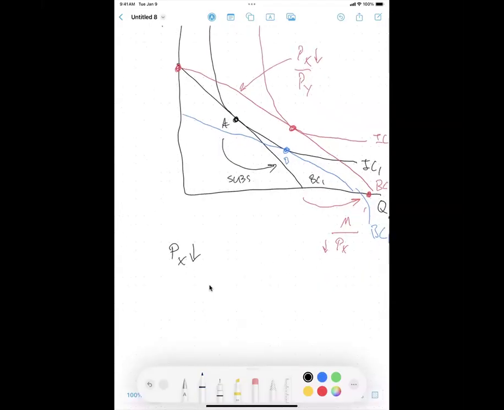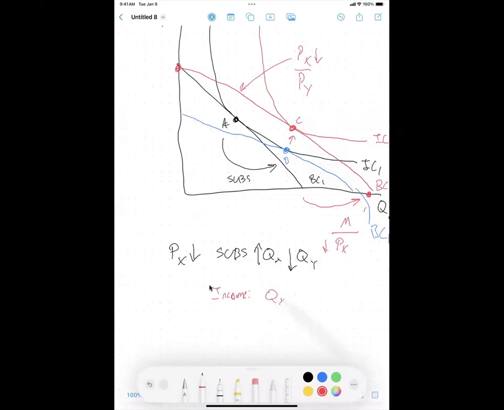So it's always going to be the case, when I'm thinking about my substitution effect, that I'm going to buy whatever good is relatively cheaper. I'm going to go buy more of that. And whatever good is now relatively more expensive, I'll buy less of that. So that movement from point A to point B represents my substitution effect. Now, movement from point B to point C is going to represent my income effect.